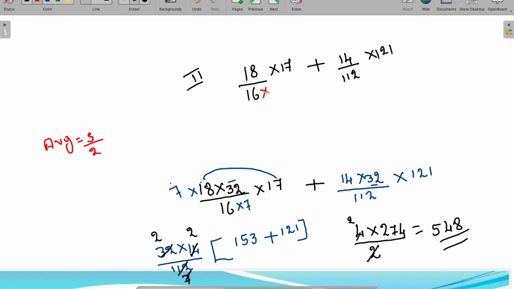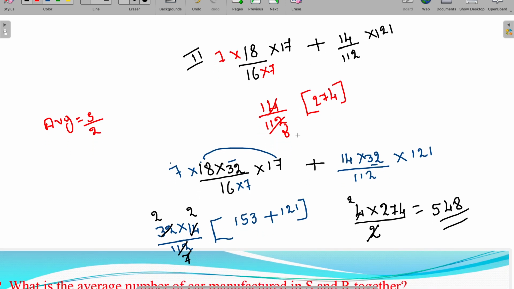Here I want 7 because I want the 112 LCM. Then 7 and 2, 14 is common and 112 is common. Now remaining 17 into 9, same, 153, plus 121, that will be 274. 14 ones are 14, eights are 8. Divided by 2 in the end we can do it. Divided by 2 means it will be 4. 4 into 274, divided by 4, it is.